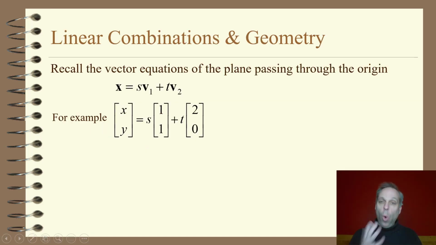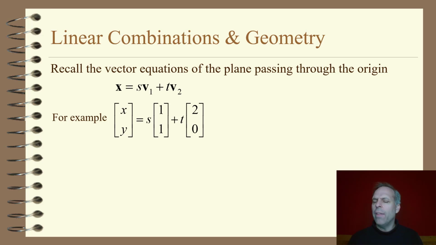Now we have hopefully a fairly good understanding of equations of lines in 2 or 3 space and equations of planes in either 2 or 3 space. So let's look at the plane again. The equation of a plane in vector form passing through the origin, so the vector p is the 0 vector, is x equals a scalar s times v1 plus a scalar t times v2. As an example, I have one here on the screen.